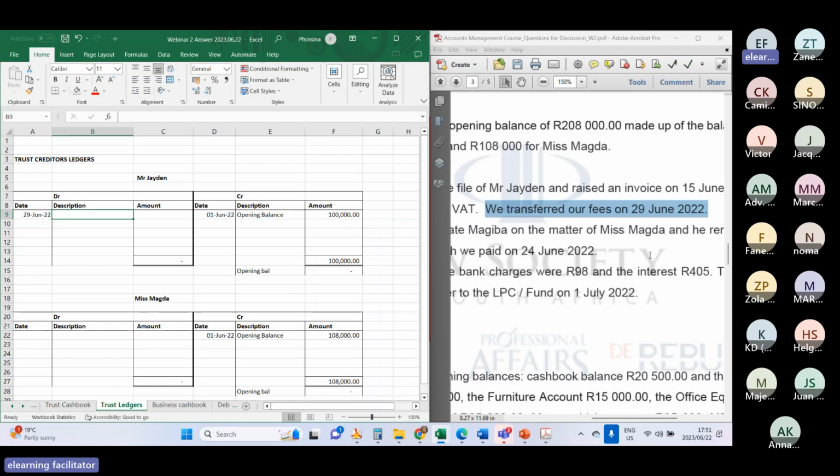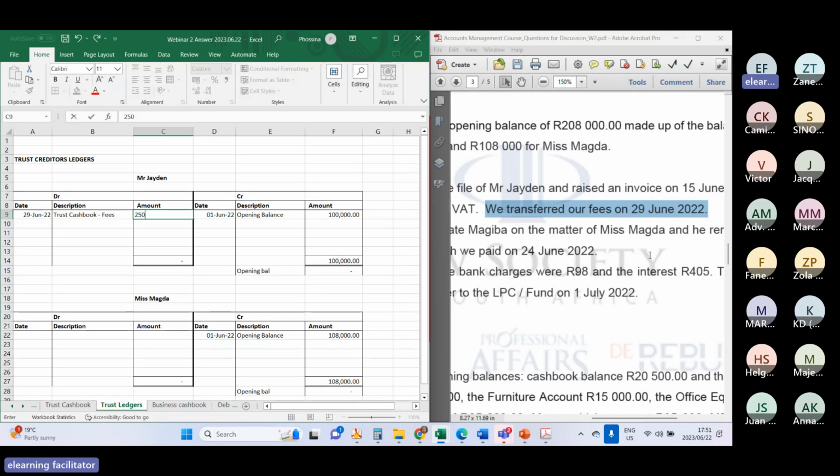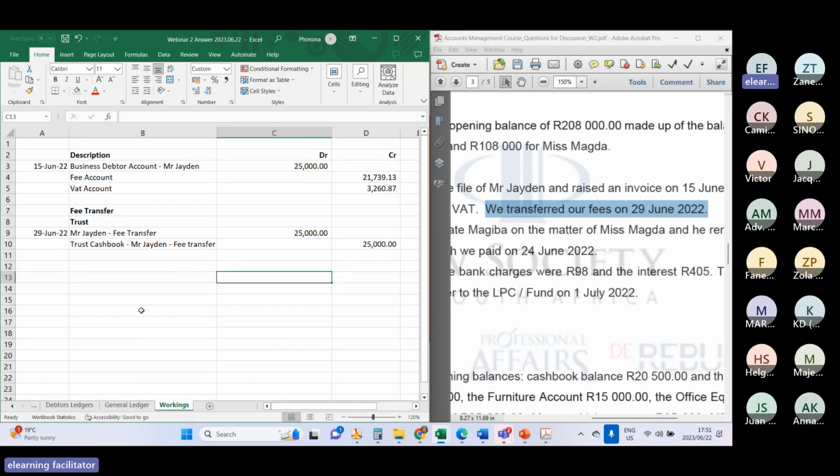So if you understand it off your head, you do not have to do any working. You just have to go to the ledger accounts and post. You post trust cash book. So 25,000. So basically, we are out of the money that is in the trust account, we are taking our fee. So it's going to be reducing. And then the second leg of our transaction is that now this money is going into our business account.